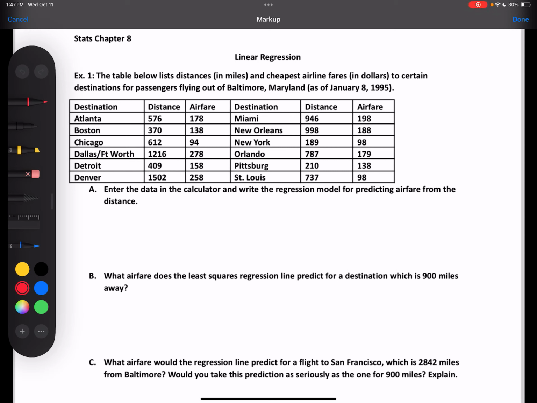All right, so the table below lists distances in miles and cheapest airline fares in dollars to certain destinations for passengers flying out of Baltimore, Maryland as of July 8th, 1995. I can assure you those are not the prices anymore.